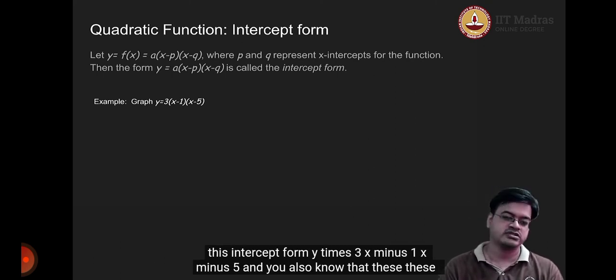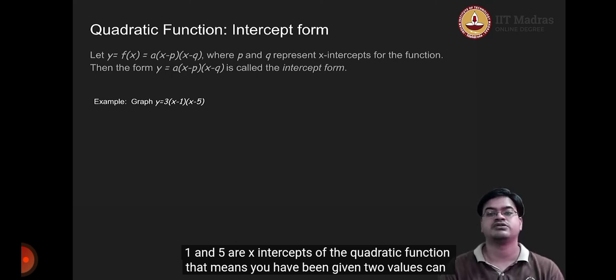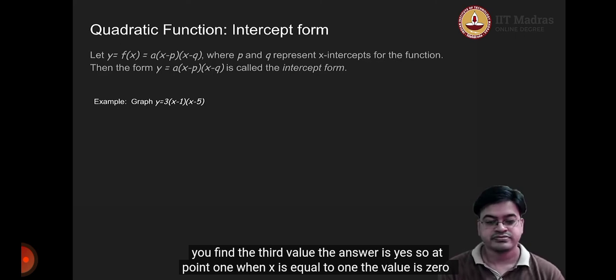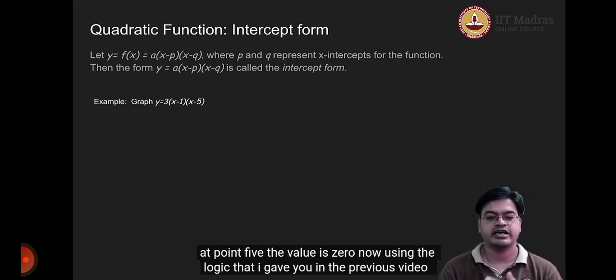Let's say you have been given this intercept form: y equals 3(x minus 1)(x minus 5), and you also know that these 1 and 5 are x-intercepts of the quadratic function. That means you have been given two values. Can you find the third value? The answer is yes. At point 1, when x is equal to 1, the value is 0. At point 5, the value is 0.